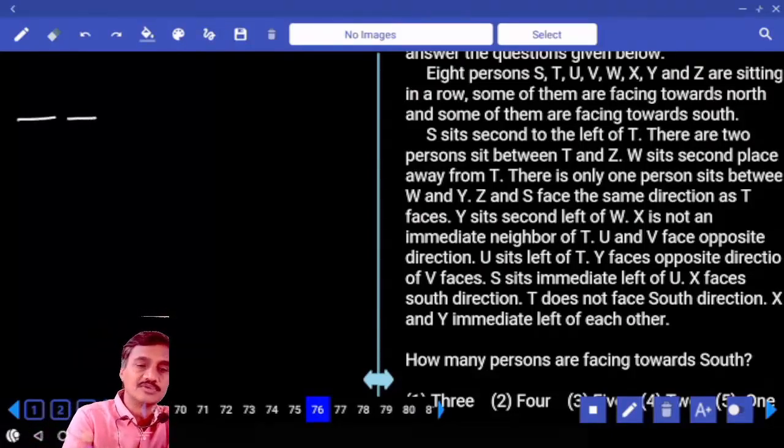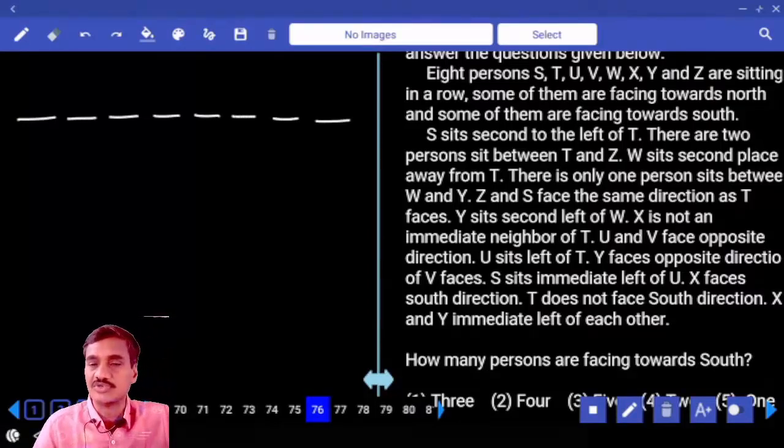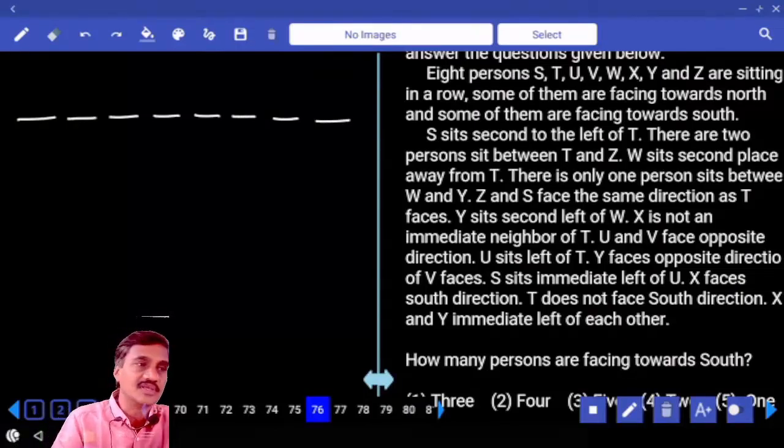Then coming to this one, how many persons we have? 4, 5, 6, 7, 8. Now some of them are facing towards north and some of them are facing towards south. S sits second to the left of T. S is seated second to the left of T.